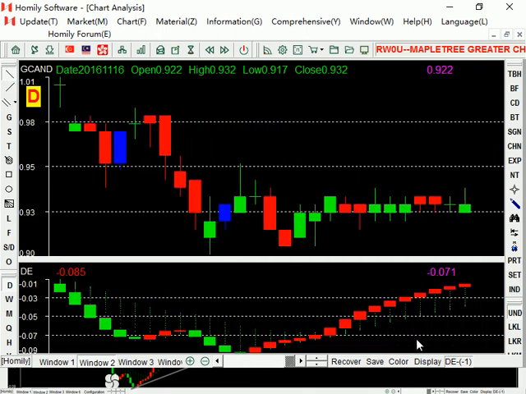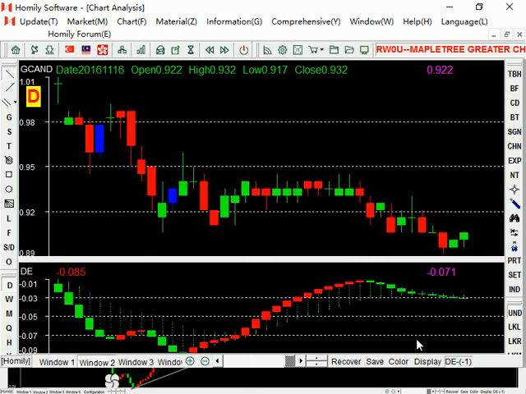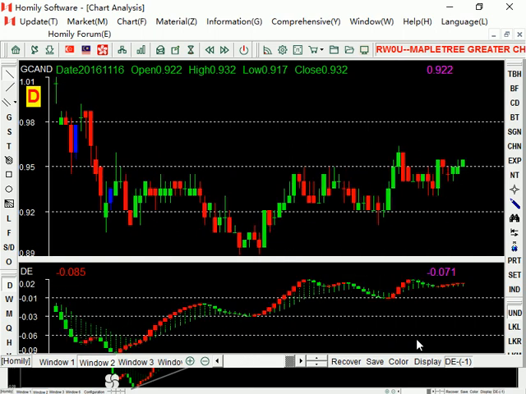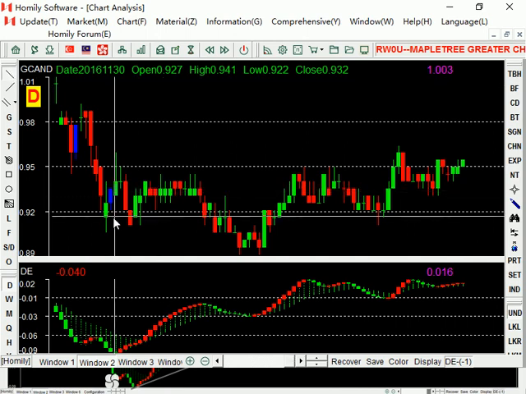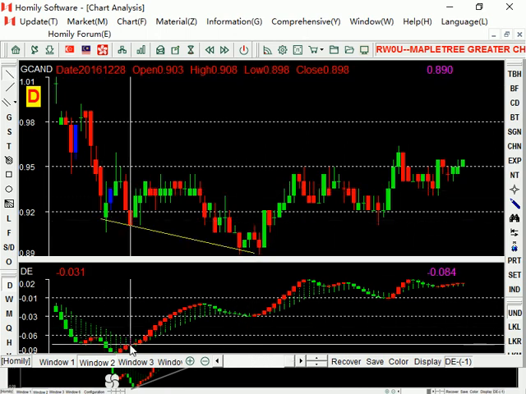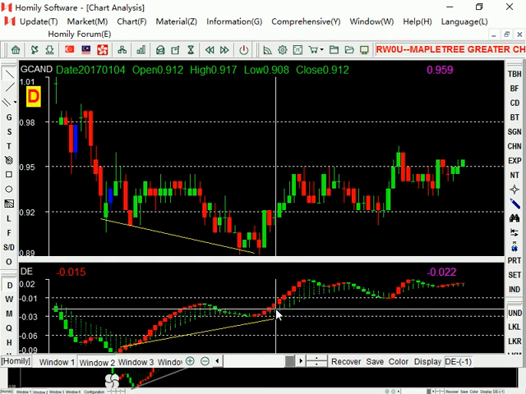Then we wait and see, because the bank money is still inflow. So how to confirm? We can see here, the low price is lower. But we can see the bank money. The price hits a new low, but the bank money does not hit a new low because the low point is higher. So this is the bottom deviation. We don't need to sell, just keep it, okay?